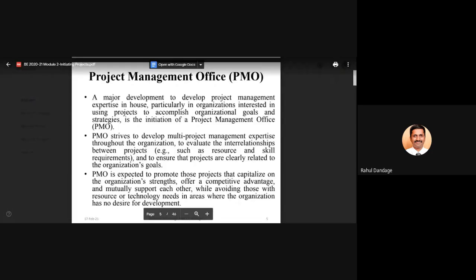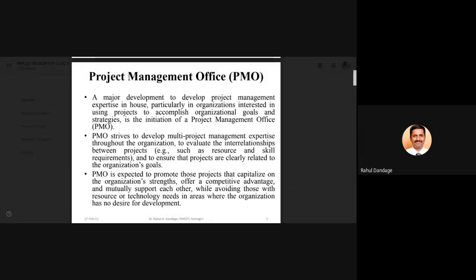Earlier also there used to be offices, but there was no specific PMO word, which has become so popularized during the last 5-6 years. So we are not concerned with the Prime Minister's Office. We are considering projects, and when we are dealing with projects, PMO stands for Project Management Office. A major development to develop project management expertise in-house, particularly in organizations interested in using projects to accomplish organizational goals and strategies, is the initiation of the Project Management Office.